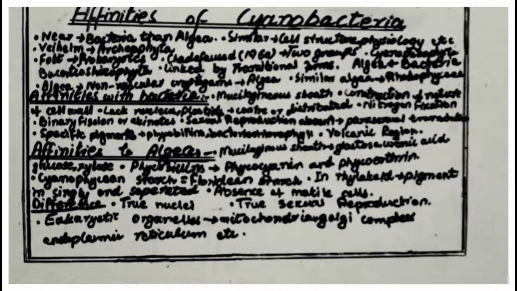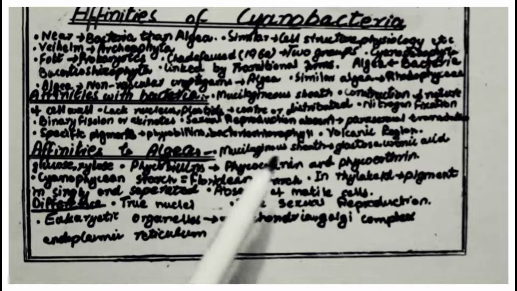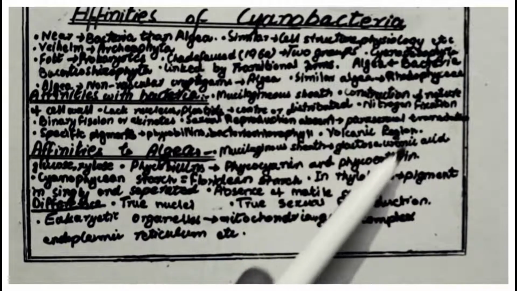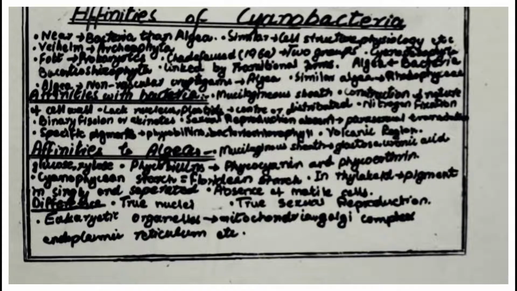Next is the affinities to the algae. So how these cyanobacteria have its affinities to the algae, similar somewhat to the algae. It has some characteristics like the same mucilaginous sheath. Both groups, algae as well as cyanobacteria, have the mucilaginous sheath, but the presence of the same pigments, same compounds like fructose, glucose, lactose, these are the compounds which make them similar to each other. So these are the characteristics. Uronic acid, so these are the chemicals which are the same, xylose, glucose.